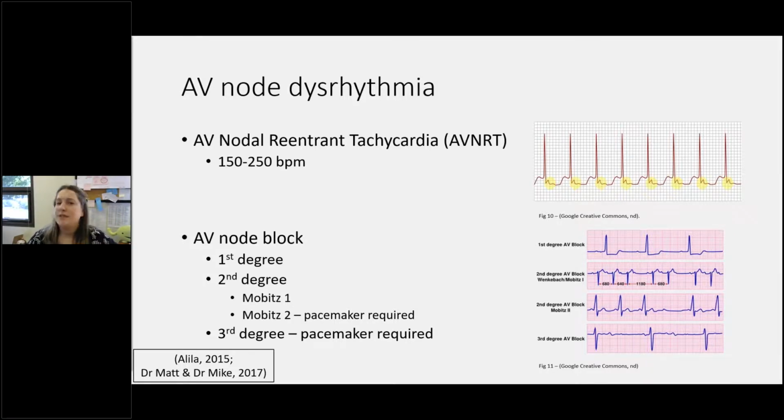There are two types of second-degree blocks. Mobitz 1, which is an increase of P to R sections, and Mobitz 2, where at some point a QRS complex disappears. You would need a pacemaker to fix this issue. And in third-degree heart blocks, the ventricles beat independently. This means that P waves and QRS complexes are independent and the ventricles are beating between 30 to 55 beats per minute. If you had third-degree heart block, you would also need a pacemaker.